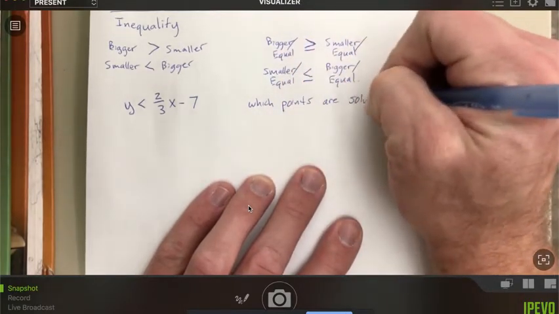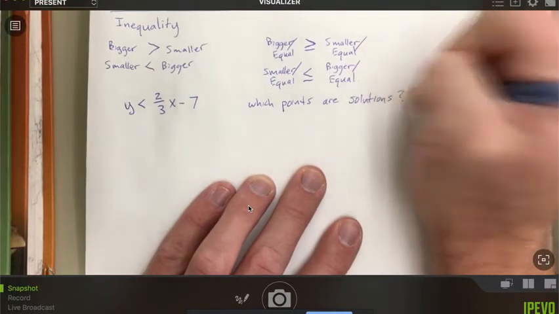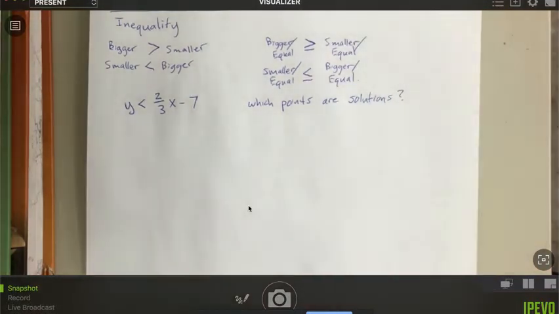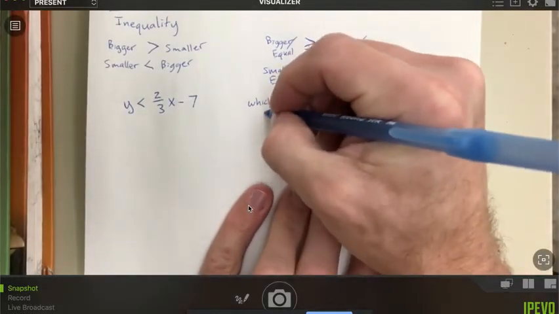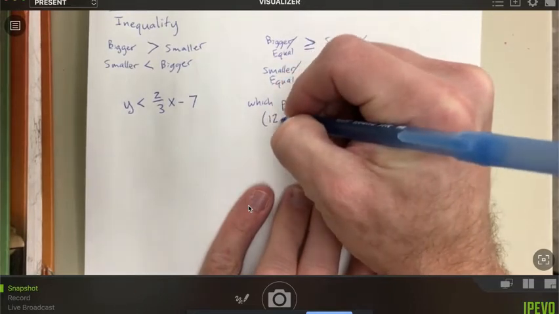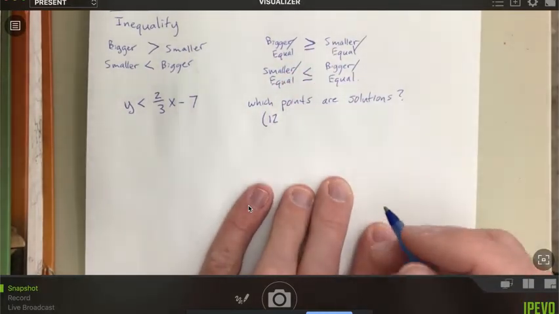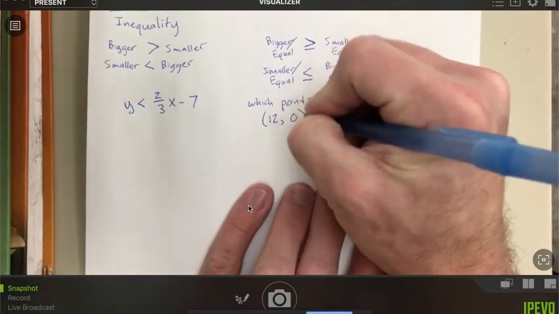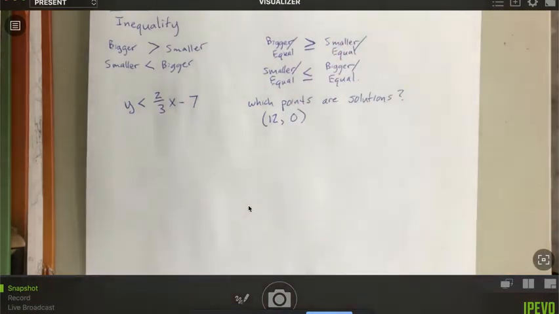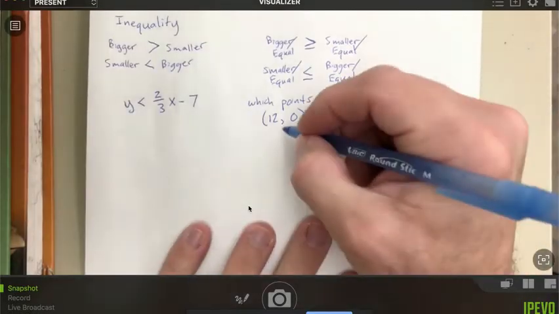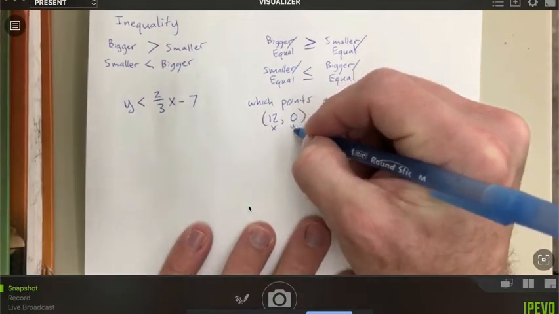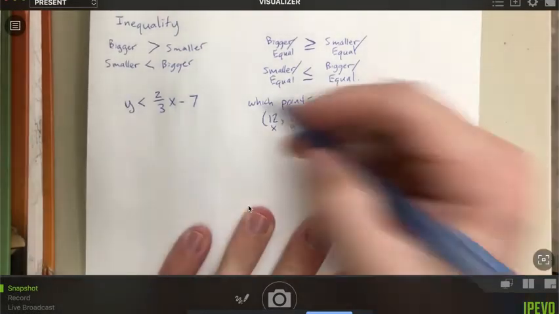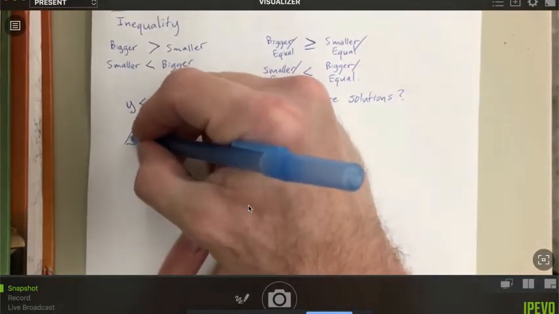So now I want to look at which points are solutions. All right. The first one I want us to think about in this case is going to be 12, 0. All right, so same rules apply. Here's x, here's y, so I'm just going to go to my inequality and I'm going to say, all right, I know y is 0.